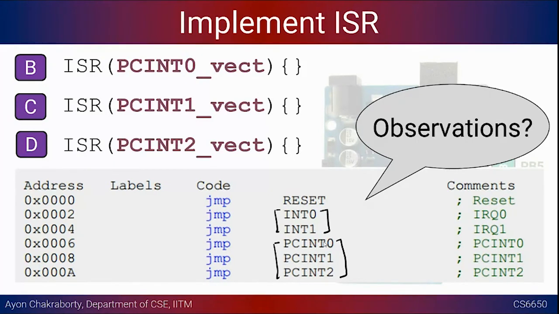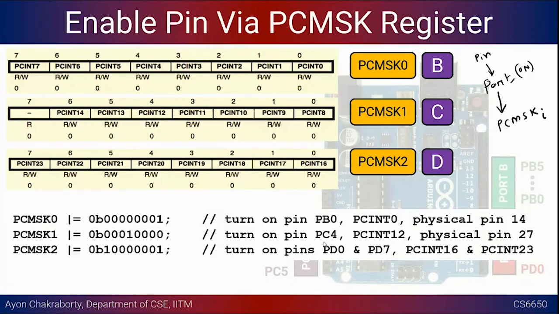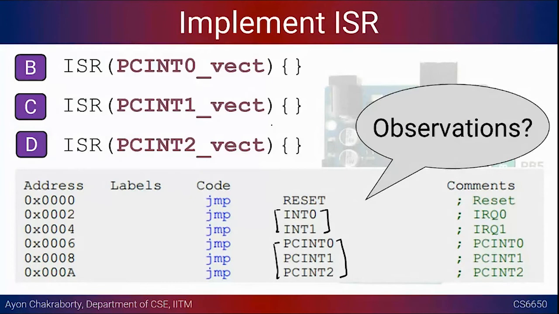Any observations? See, we had how many pins? We had so many pins, right? If you just count them, all of them are pins, right? And we can configure an interrupt in any one of these pins, right? But the strange part is that we are only having 3 interrupt service routines.